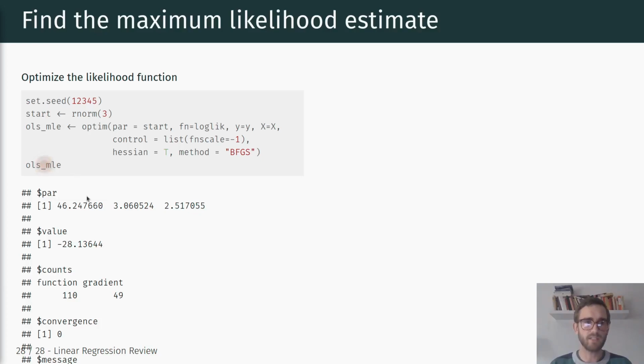And if we look at this result, we get a couple of pieces of information. We get the parameters. Those are the point estimates on this likelihood surface that maximize the likelihood function based on the BFGS algorithm. We also see the value of the likelihood function at that specific point, which is -28.1364. So the other value that I plugged in was already pretty close, and we have a couple of other pieces of information about convergence and so on that we don't have to worry about too much right now.